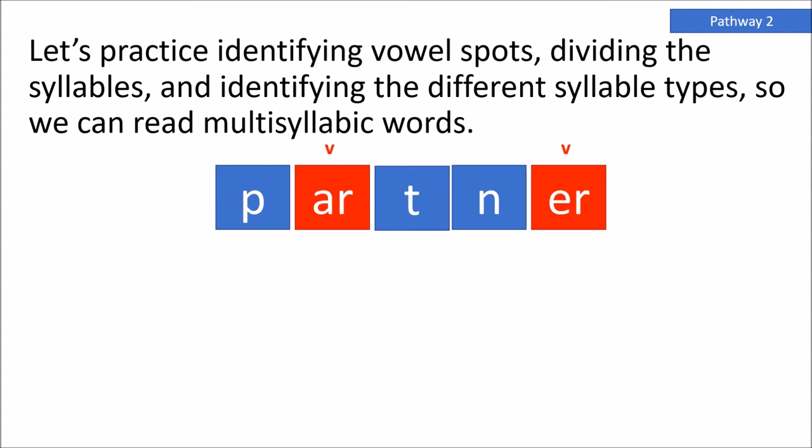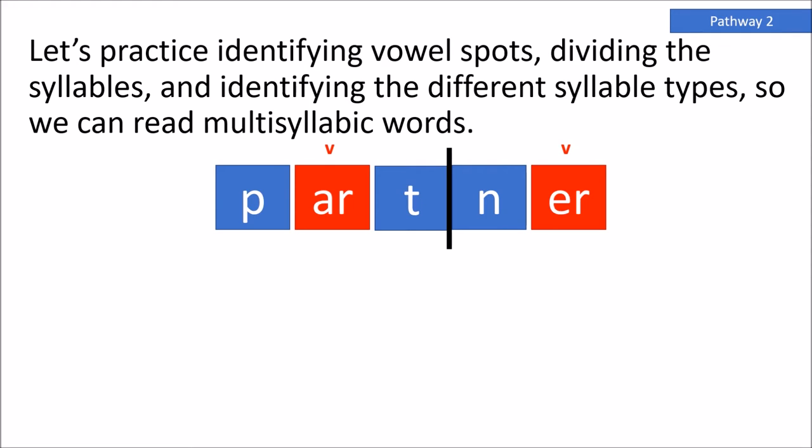Now I need to determine where I will split these two syllables. I know that each syllable needs to contain a vowel spot. So I need to look at the letters between these two vowel spots to determine where to divide. When there are two consonants side by side in the middle of a multisyllabic word, you divide the syllables by splitting the consonants. So I would divide the syllables between the T and the N.